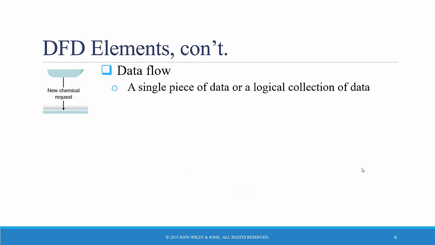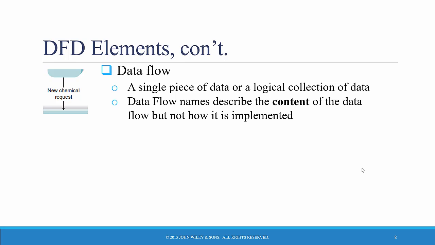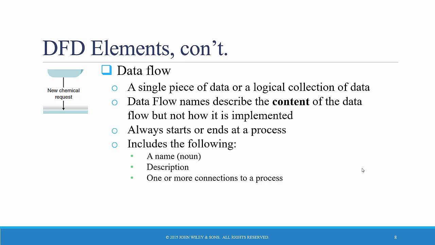A data flow, on the other hand, the arrow that always begins or ends with a process, is a single piece of data or a logical collection of data. The data flow names describe the content of the data flow, but not how it's implemented. We're concerned with the logical, conceptual data flows. It always starts or ends at a process, we mentioned that, and these are some of the data characteristics that you have to record when you're modeling a data flow using a case tool such as Visible Analyst. The name, which should be a noun, a description, and one or more connections to a process.